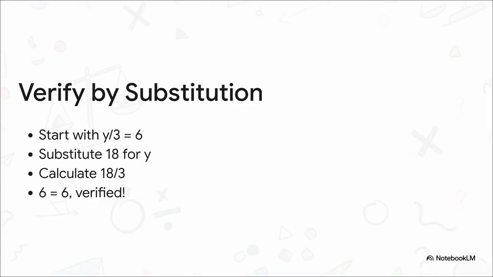You know, the best part of algebra is knowing for an absolute fact that your answer is right. Seriously, you never have to guess. We use an awesome little method called substitution verification. First off, we just start with our original equation, y divided by 3 equals 6. Next, we take the answer we just found, which was 18, and we literally substitute it back into the equation in place of y. Then we just calculate 18 divided by 3. That reveals that 6 equals 6. And since both sides match perfectly, boom, the answer is verified.